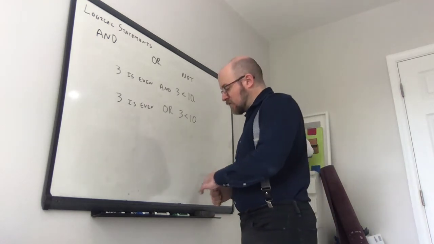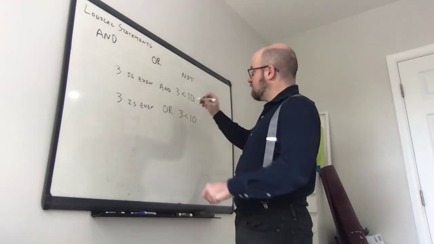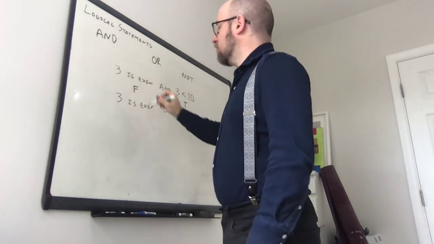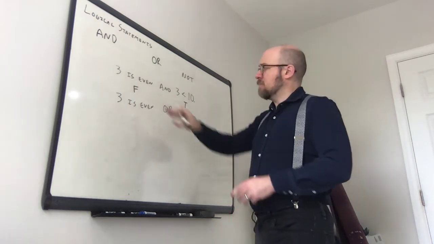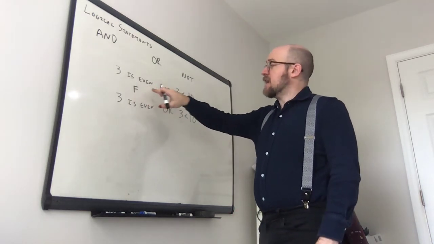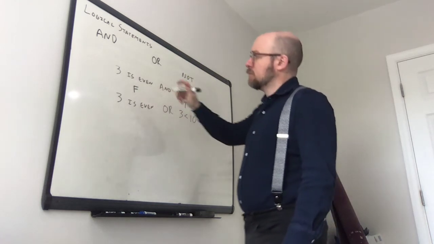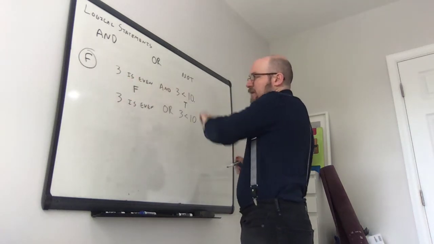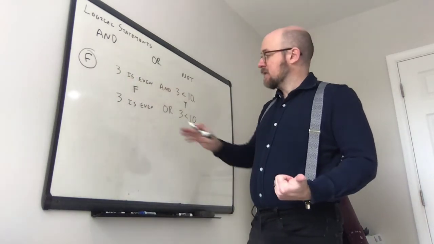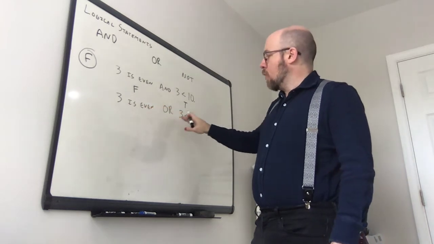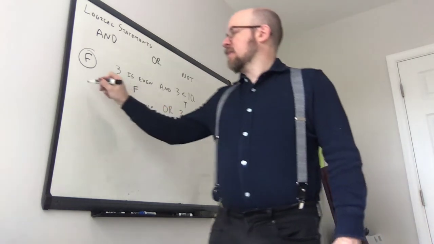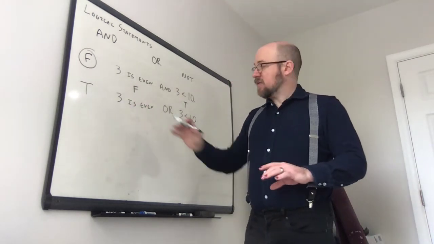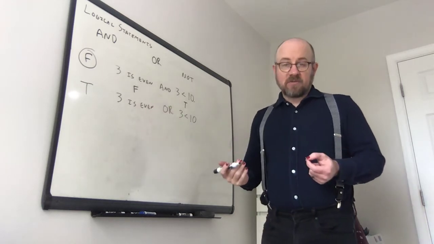Okay? So in both cases here, this piece is true, right? 3 is less than 10. This piece is false, okay? Because 3 is not an even number. If you take false and true, that statement is false. 3 is even and 3 is less than 10 is a false statement. But if you say 3 is even or 3 is less than 10, that's a true statement. Okay? So that's the difference between here. You just need one or both of them to be true.